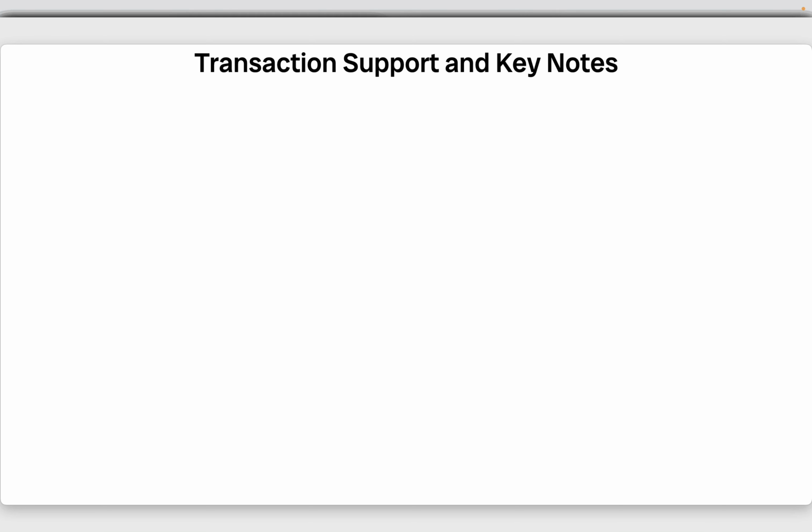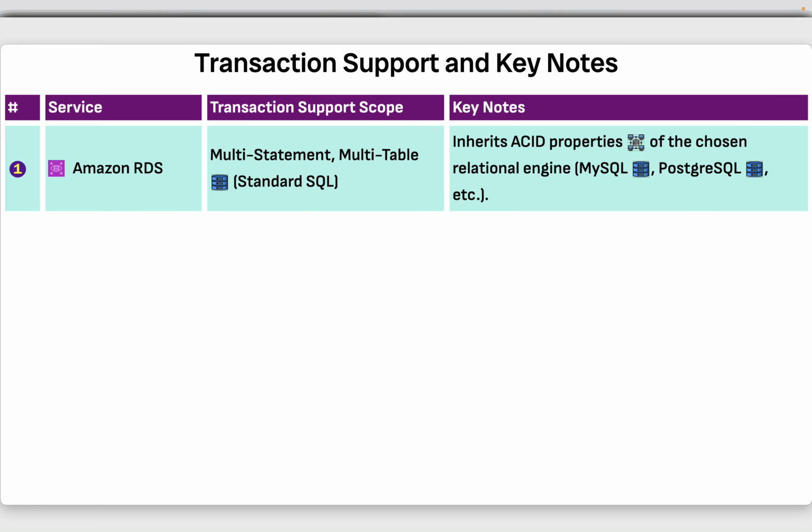Okay, next one is transaction support and some keynotes. So for RDS, you have transaction support: multi-statement, multi-table, standard SQL. It inherits the ACID properties of the chosen relational engine. So it depends on the engine, how much ACID compliance they offer. Some may have different features depending on which engine you have selected. It could be MySQL, PostgreSQL, Oracle, IBM DB2. So it depends on that.